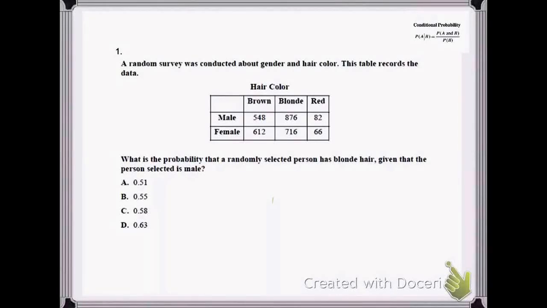Okay, a random survey was conducted about gender and hair color. This table records the data. What is the probability that a randomly selected person has blonde hair given that the person is male? Remember, we're looking for probability of blonde hair given that the person is male.